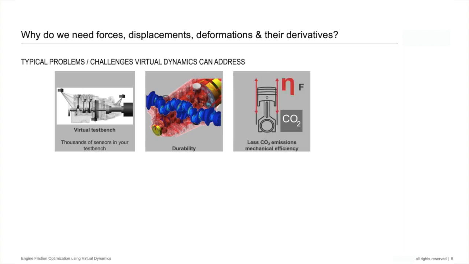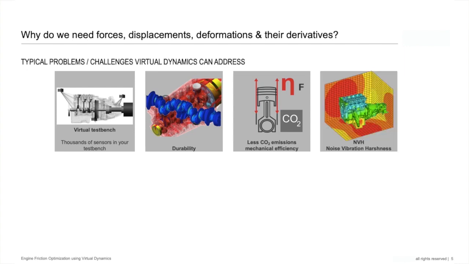So today's subject is mainly friction, engine friction. We can predict engine friction, and you will see in the coming slides how we do that. We can predict friction and reduce the friction. That will be an increase in mechanical efficiency, and it will eventually result in less CO2 emissions.